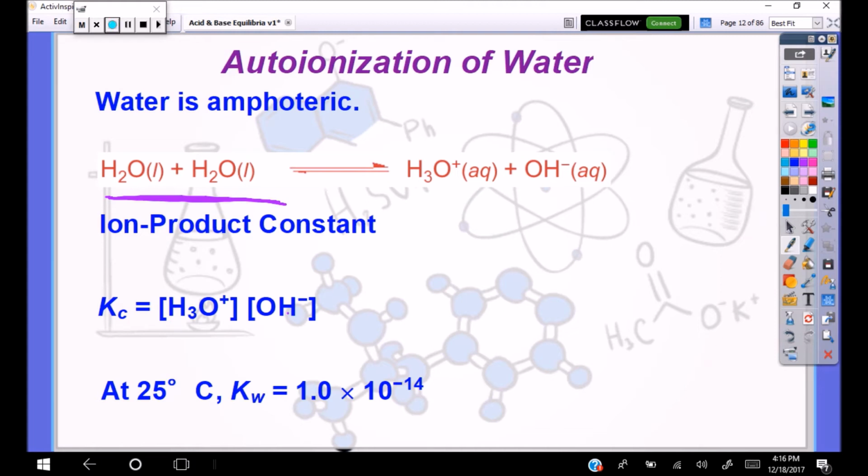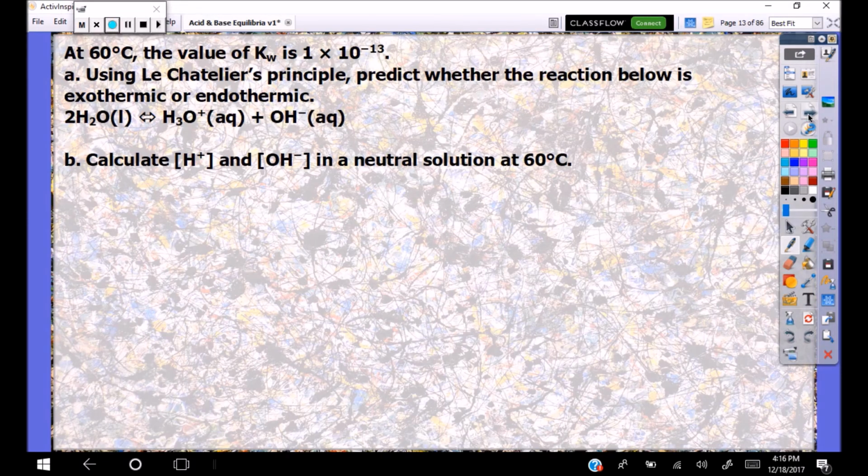Now, this is going to lead into a lot of our pH calculations, and this will be the basis for all things pH. Okay. So we have an example. This example has a value different, just for the sake of solving, but it says at 60 degrees, the value of Kw is 1 times 10 to the negative 13th. That value is a little bit smaller because it's got more heat, whereas before it's 10 to the negative 14th at 25 degrees.